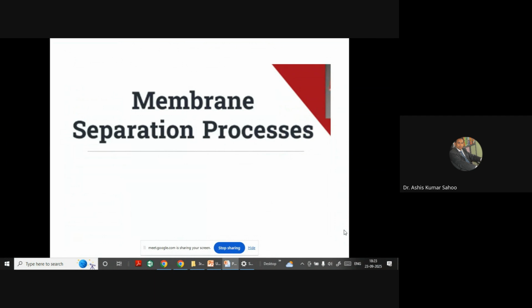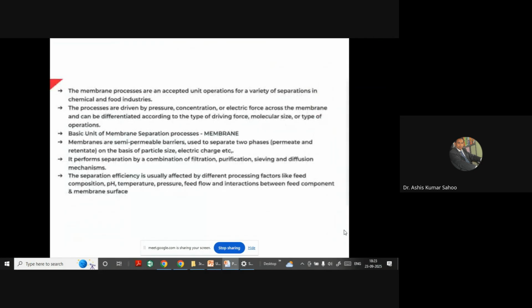So here we'll talk about membrane separation processes. Membrane processes are an accepted unit operation for a variety of separations in the chemical and food industry. The processes are driven by pressure, concentration, or electric force across the membrane, and can be differentiated according to the molecular size and type of process.